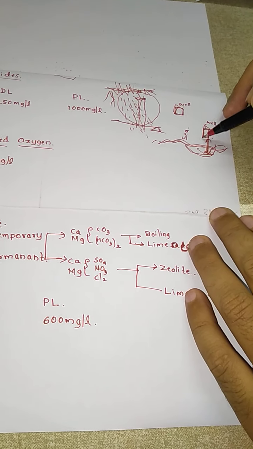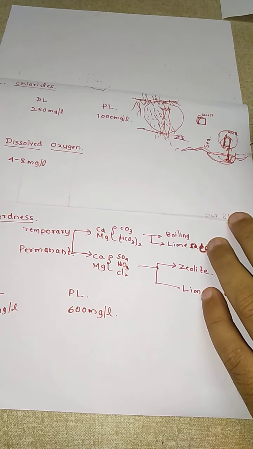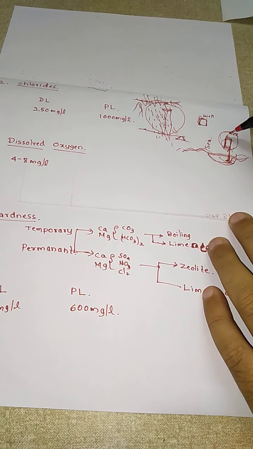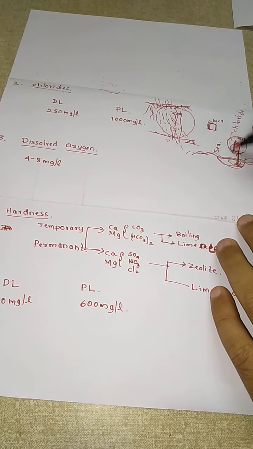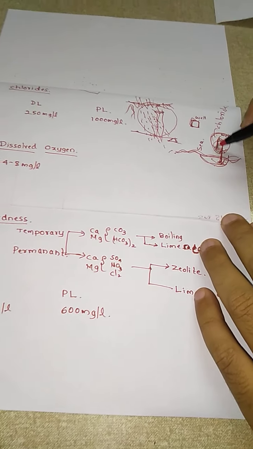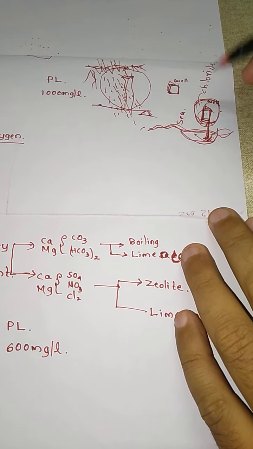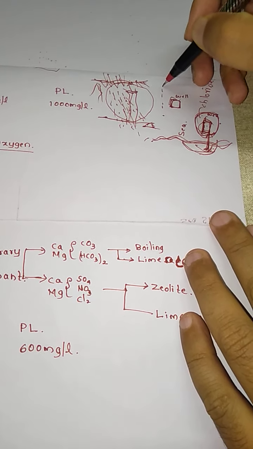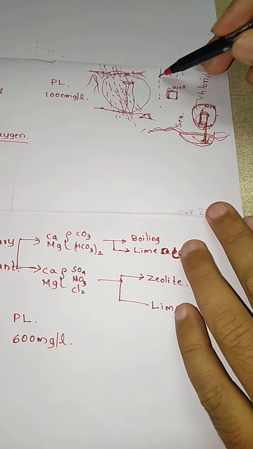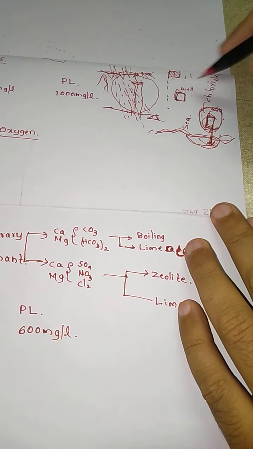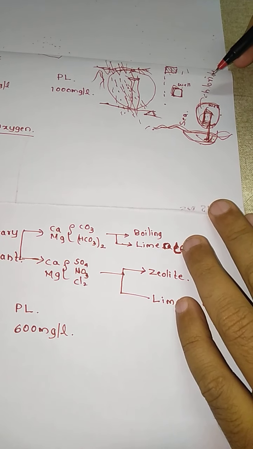Suppose the well is very near to the coastal line, then there is a greater possibility of having the salt content or the chloride content in that well water. If the well is near to the sea, there is more chance of having chloride content in the well water. As we go away from the sea, there is less possibility of having chloride content in the groundwater. So this is how the chloride content will intrude into water.